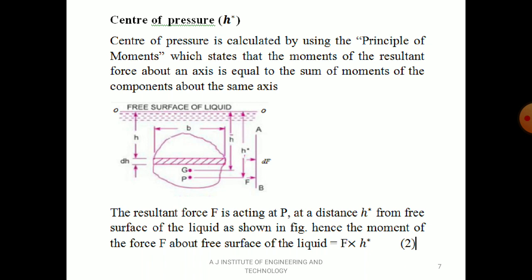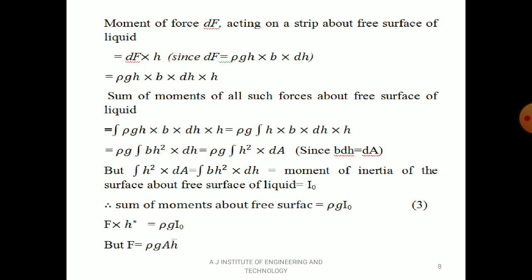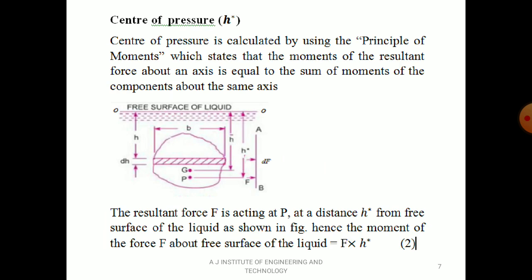So force into distance, there's a moment. F is acting at a distance H star from the free surface of the liquid. So F into H star is the moment of the resultant force. Take it as expression 2. Now the moment of force dF acting on a small strip about the free surface of the liquid. You can see in the diagram, dF is acting at a distance h from the free surface of the liquid.